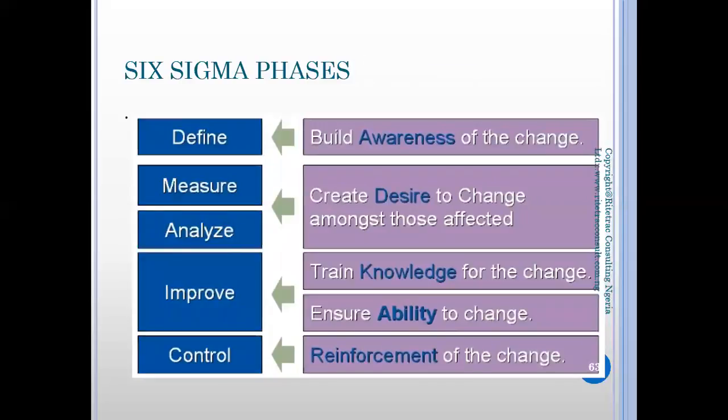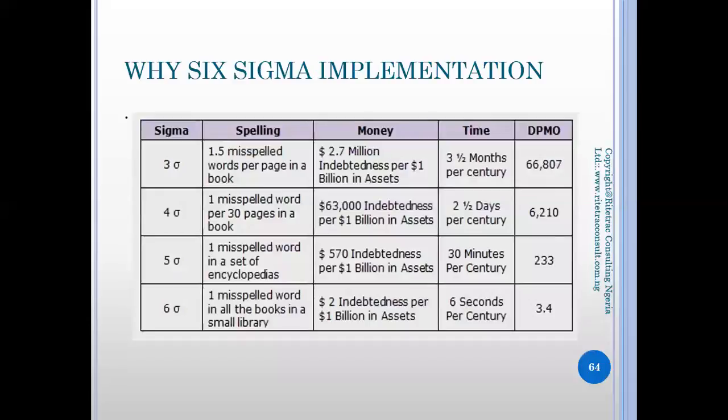Six Sigma has these phases: define, measure, analyze, improve, and control. And for all the levels of certification that we do, you go in depth to a certain level. Why do we use Six Sigma? So many organizations need to operate even beyond Six Sigma level.